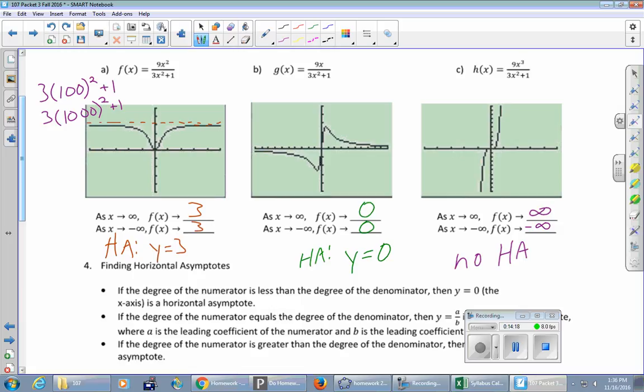Would you agree that that plus 1 is pretty insignificant when x is big? Like 100 squared is 10,000. And so that top number is how much? It's 30,001, which is not that different from 30,000, right? And it's even more in the next one. 1,000 squared is 1,000,000. So what is that bottom number? 3,000,001. Really, in the grand scheme of things, that plus 1 is not going to have much impact.